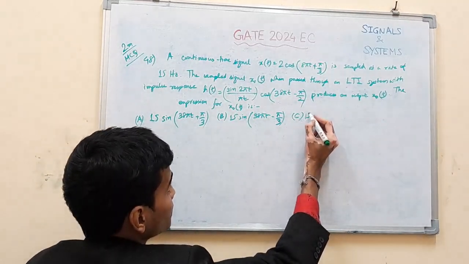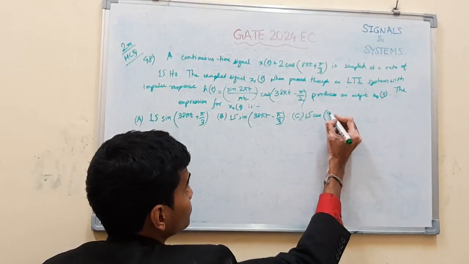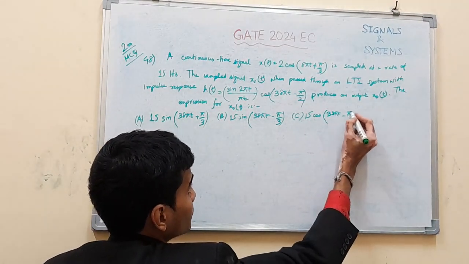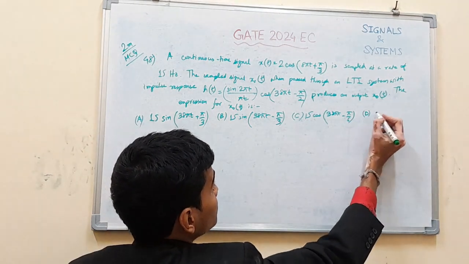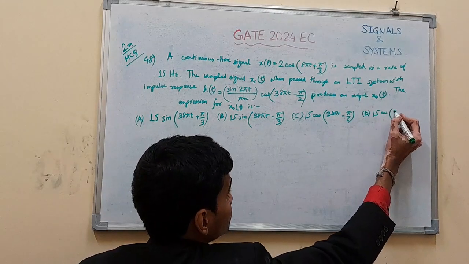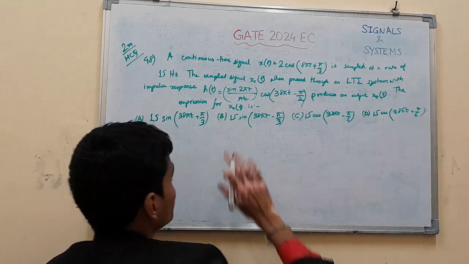C: 15 cos(38 pi t minus pi by 6). And D: 15 cos(38 pi t plus pi by 6). So basically this is the question.